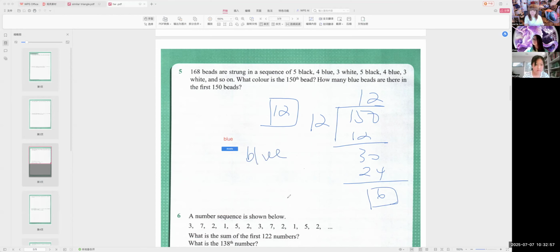Yes, very good. And how many blues are there? So 8 times 4 plus 1. So it's 33 blues because there are 8 finished patterns and there's 1 extra. Correct?